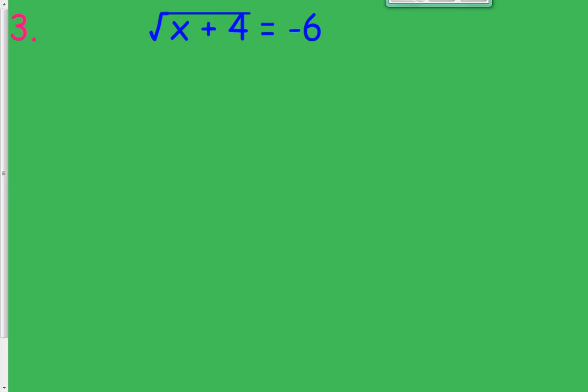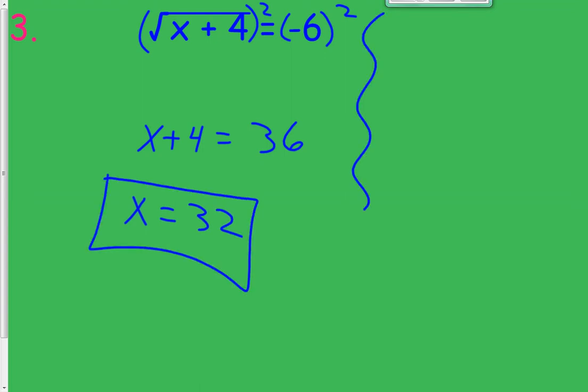As we look at problem number 3, I want you guys to practice this one by yourselves. Make sure you check your work. As you did this one, hopefully you got an extraneous root for this one as well. We're going to square both sides to get rid of my square root. So I get x plus 4 equals 36. Subtract 4, so x equals 32.